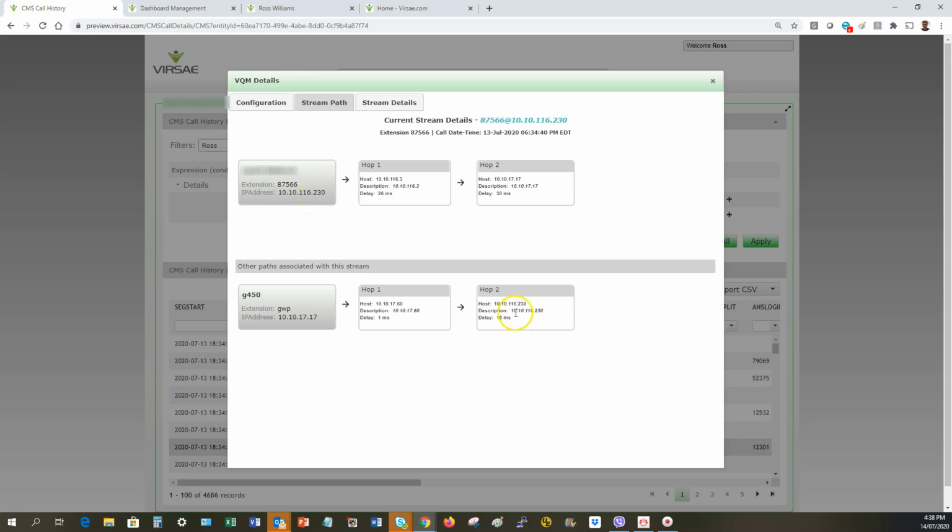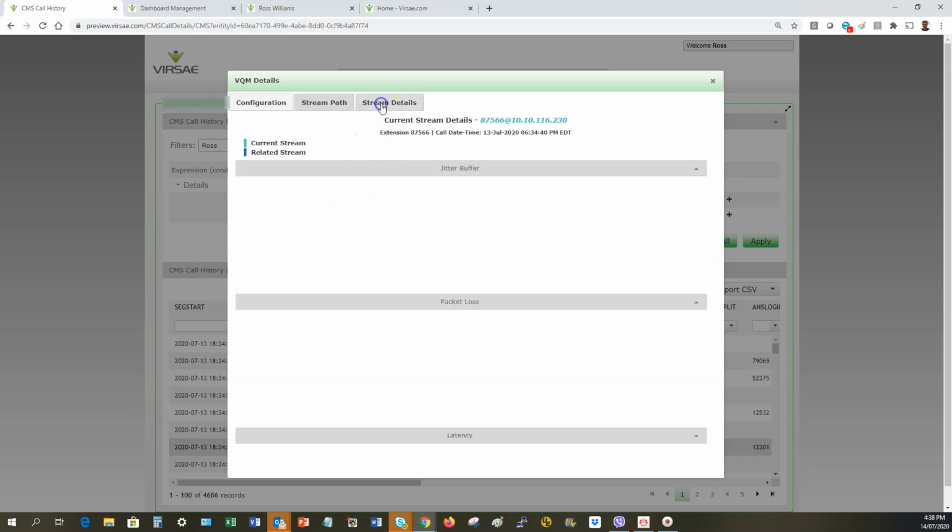10.10.116.230 and down here 10.10.116.230. And the same here, so 10.10.17.17, 10.10.17.17. So originating and terminating IP addresses are the same, but they transit through a whole different layer 3 switch or router in the middle. So 10.10.116.3, 10.10.17.60 in the other direction. And this is precisely why you can get one-way speech, or you can get an asymmetric caller experience. So call quality is fine in one direction and not the other. So let's jump into that.